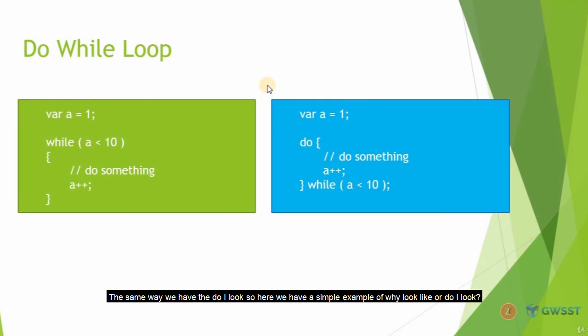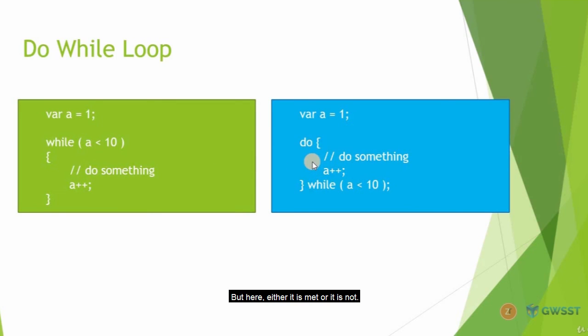The same way we have the do while loop. Here we have a simple example of the while loop. Now you can check out the do while loop. Basically what's happening is we are running the statement first and then checking for the condition. Here, until and unless the condition is met, the statement will not run. But here, whether it is met or not, the statement is going to run at least once and then the condition is checked.